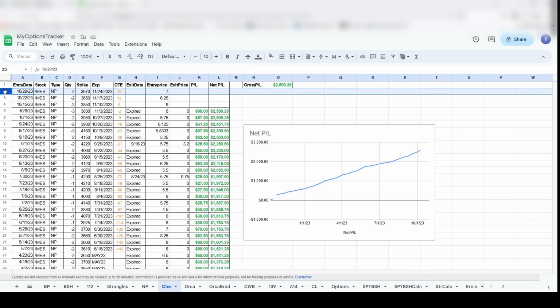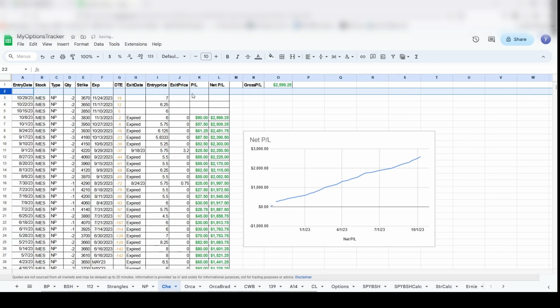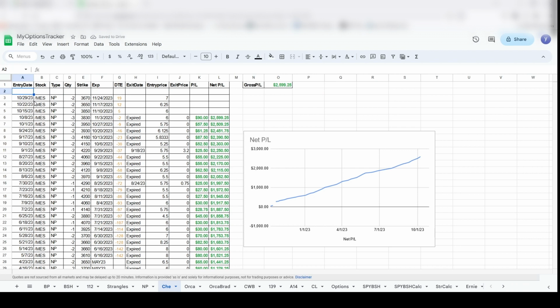So let's just enter one in for today. Click on row number 2 here, right click. I'm going to insert one row above. That leaves us a blank row here. Today's date, I'm going to go November 5th, 23. The MES contract. This is a naked put. This is an abbreviation for naked put.